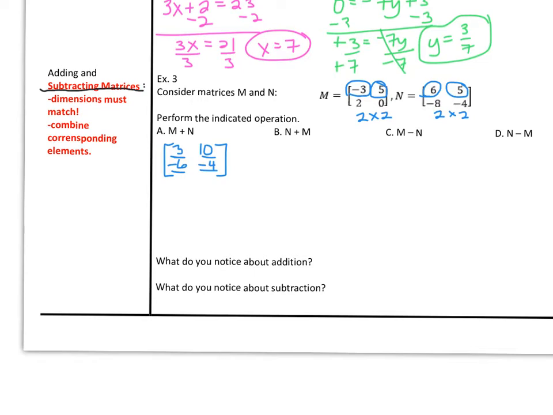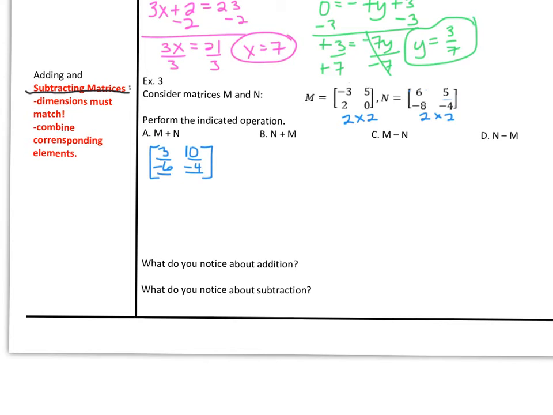Now let's go ahead and reverse the order for that addition to see what happens. If we start with matrix N and we add M to it, again in that first spot, now I'll take the first element in N, match it up with the first element in M, and add them together. But notice what happens. 6 plus negative 3 is still 3. If we take the second element in that row and add them together, we still get 10. The negative 8 plus 2 would be negative 6. And then negative 4 plus 0 would be negative 4.